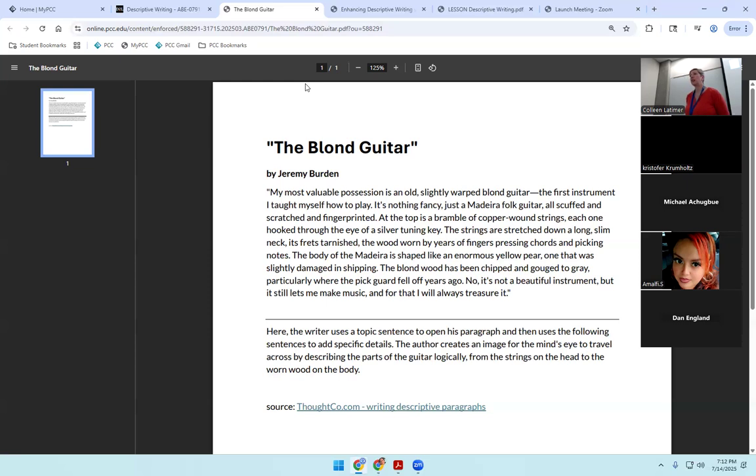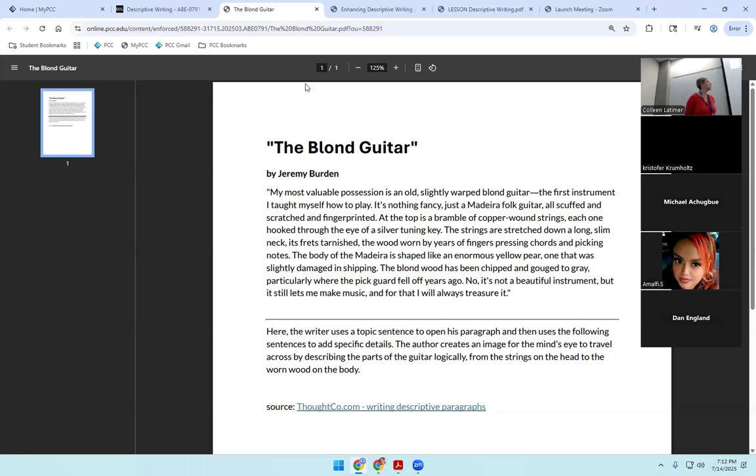The body of the Madeira is shaped like an enormous yellow pear, one that was slightly damaged in shipping. The blonde wood has been chipped and gouged to gray, particularly where the pickguard fell off years ago. No, it's not a beautiful instrument, but it still lets me make music, and for that I will always treasure it.